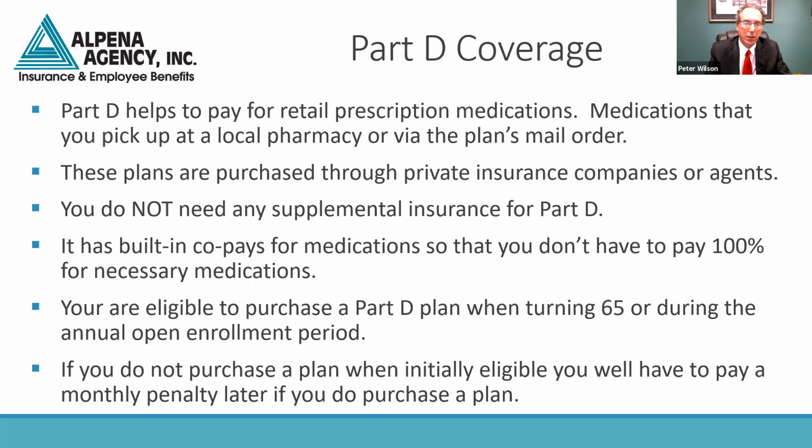That's the purpose. You're eligible to purchase Part D when you turn 65 during an open enrollment at that time, and then there's open enrollment right now, as we mentioned. So right now, between October 15th and December 7th each year, we have this open enrollment period. And during this open enrollment period, up until the 7th of December, you can buy a Part D plan if you don't have one right now. This is the time to do it.